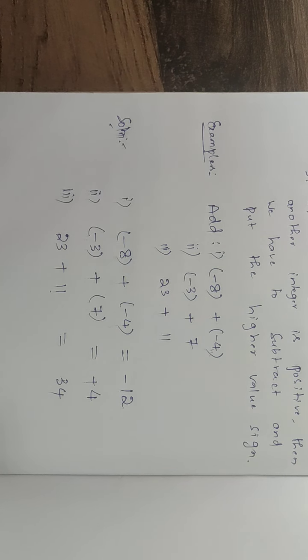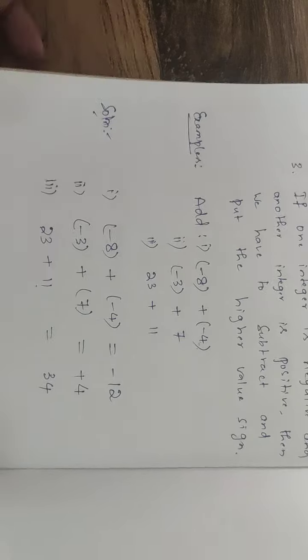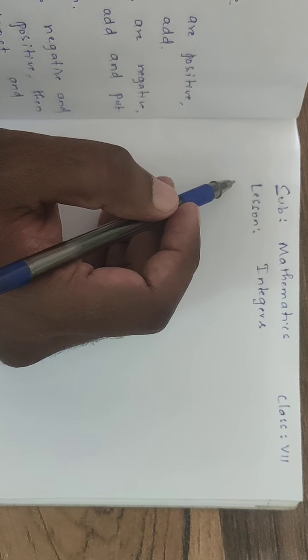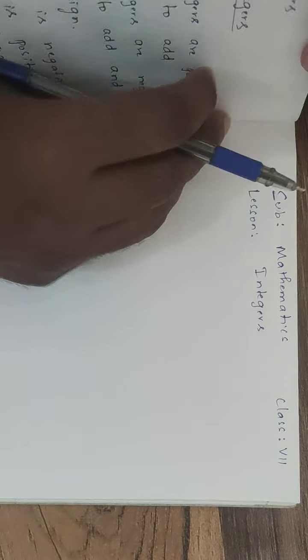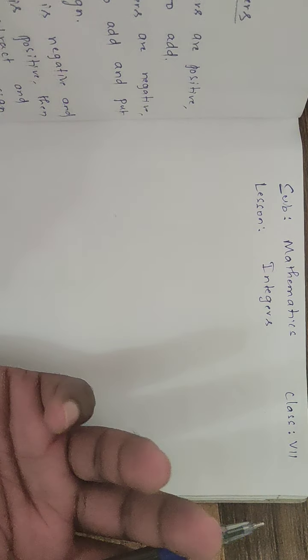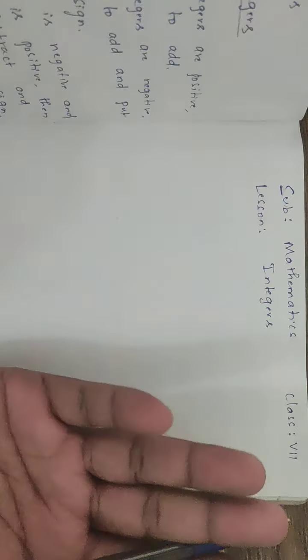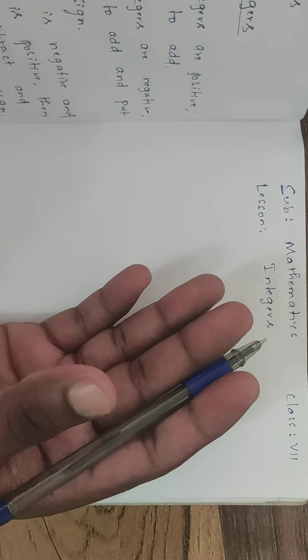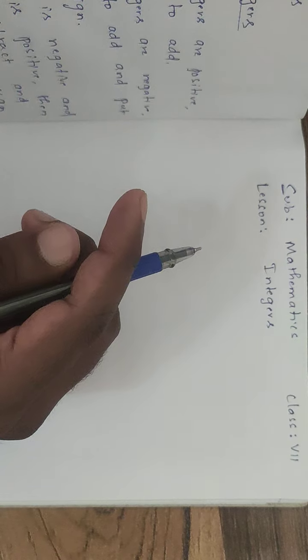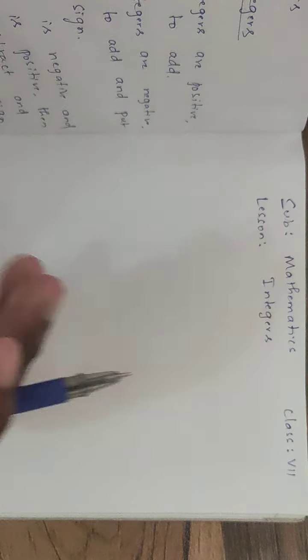Now, in today's class, let us go for the subtraction of two integers. How to subtract two integers? Again we have three possibilities: either both integers are positive, or both are negative, or one integer is positive and another is negative. So again I have three possibilities. How to subtract it?